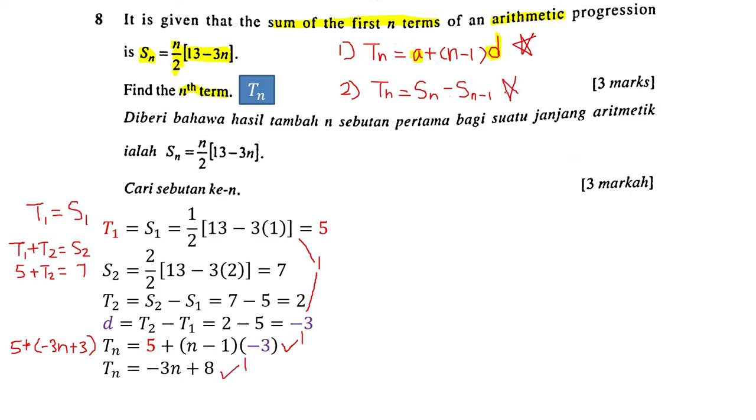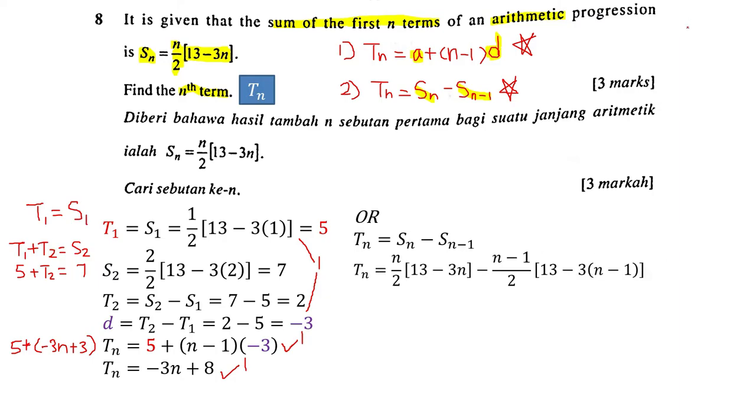We do not have to know what the first term is. We do not have to know what the common difference is. We just need to substitute the n and the n minus 1 inside. Sn still remains the same. For Sn minus 1, I will put in n minus 1 over 2 bracket 13 minus 3 and the n I replace with n minus 1. We have to expand and simplify the whole thing carefully.